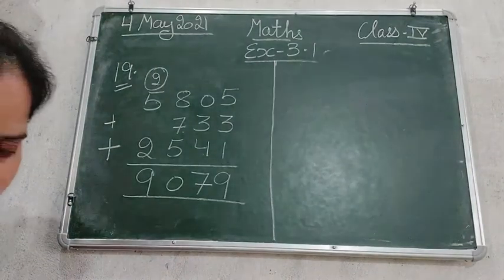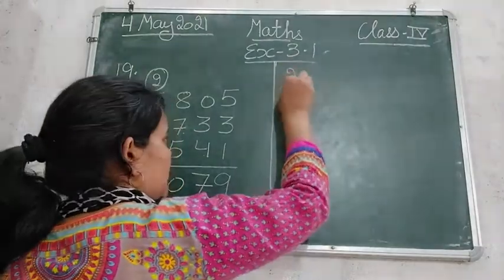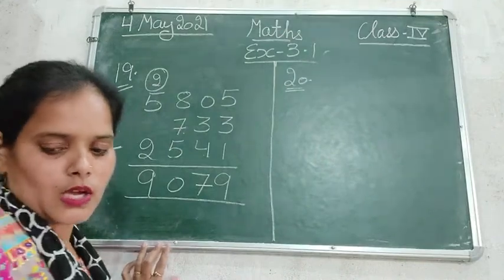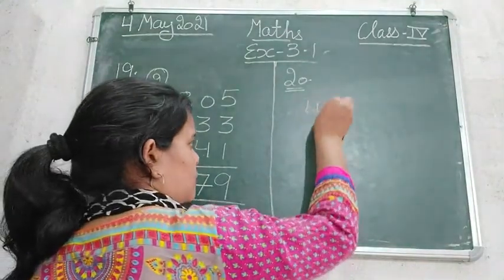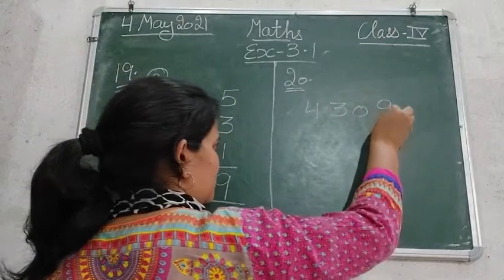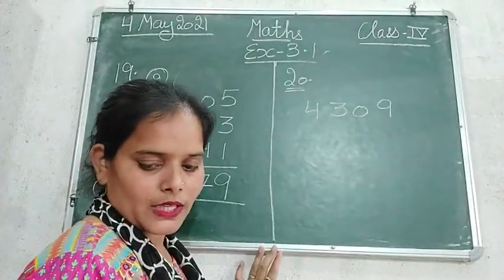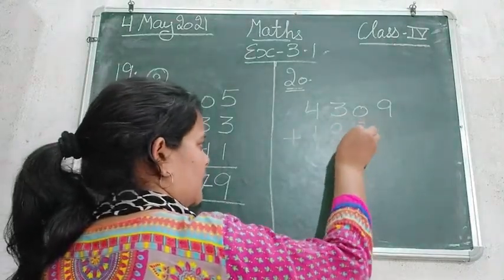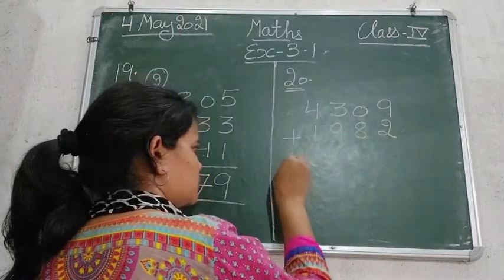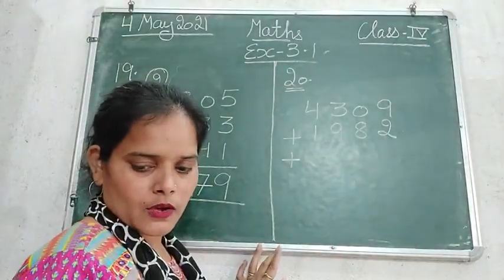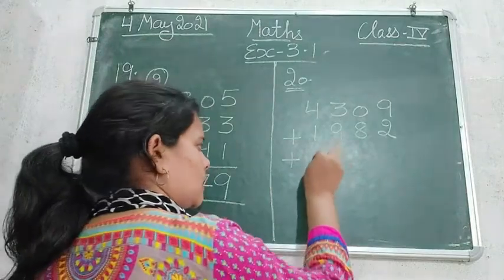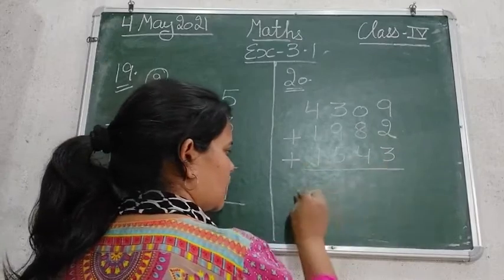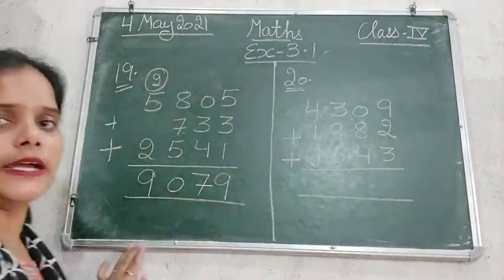Chaliye, let's do a few more questions related to the same. The next question is question number 20. Question number 20 is 4309 plus 1982 plus 1543. So let's add them.